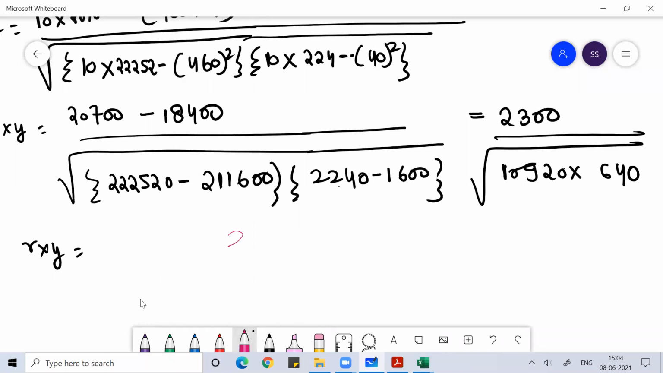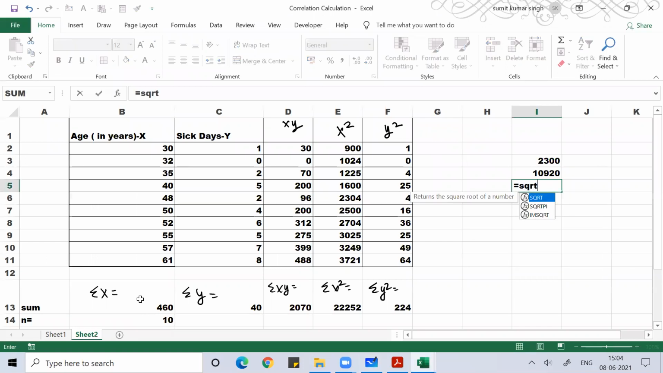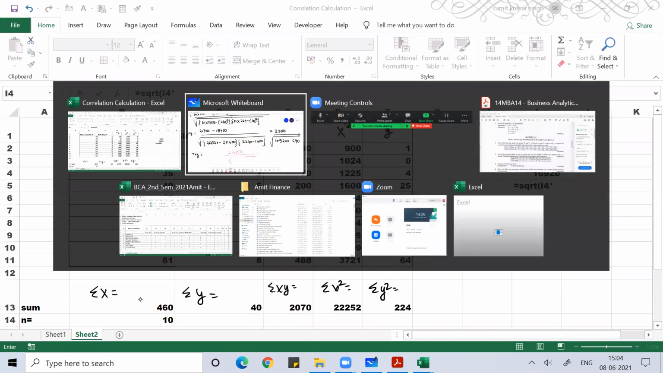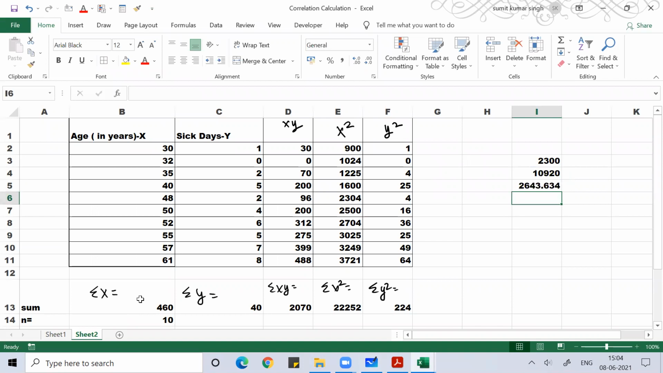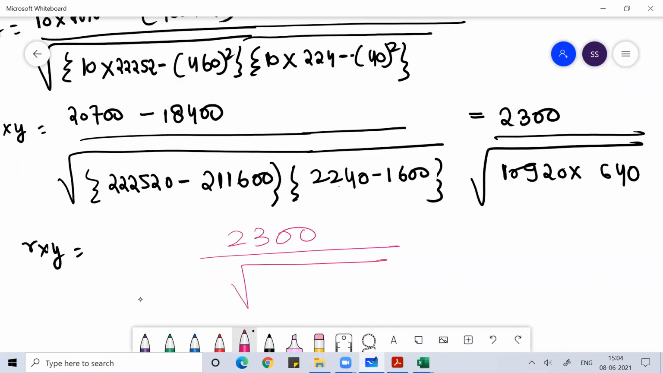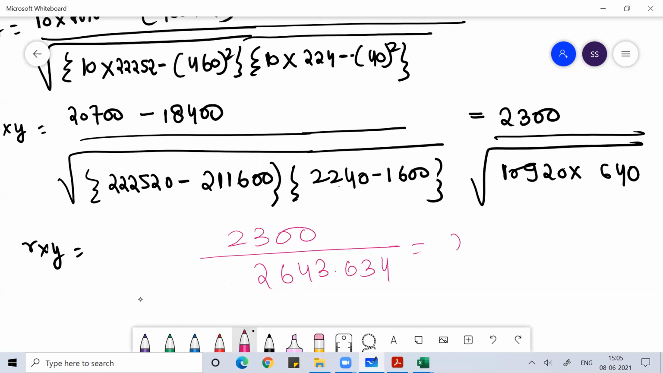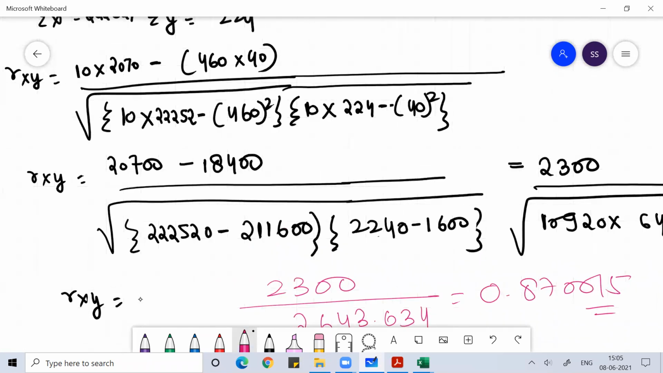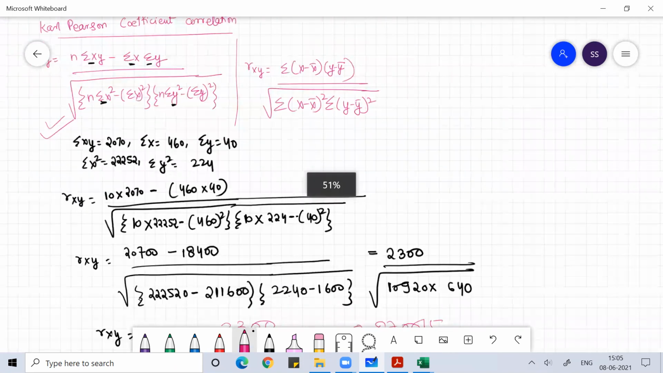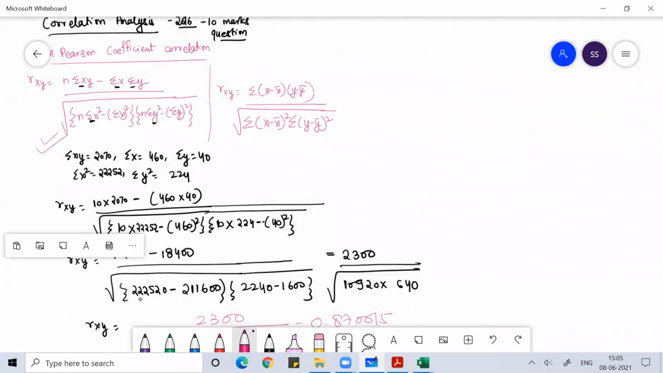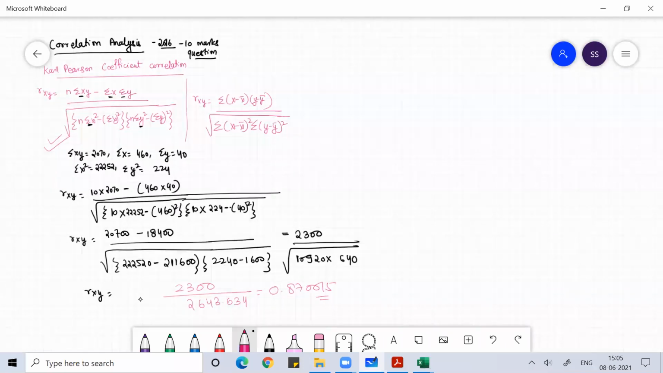So this is 2300 divided by the square root of this value into 640, which is 2643.634. This was your numerator divided by denominator: 0.870015. The same value you got before. You remember, no? By using that formula, the Karl Pearson formula, you got the same value. Anyone, any doubt?